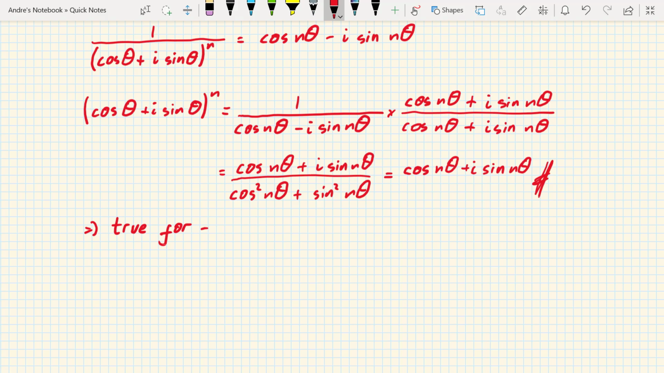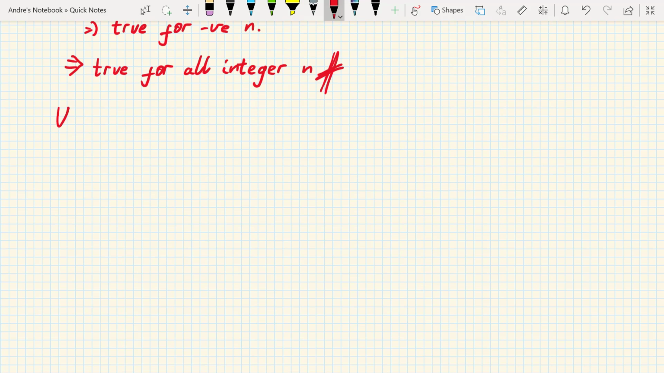Combining those three cases, we've proven de Moivre's theorem for all integer n. So what are the uses of de Moivre's theorem? Well, there are really three.